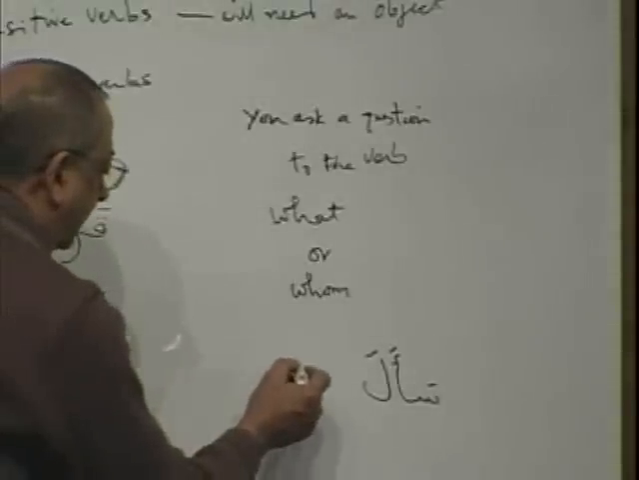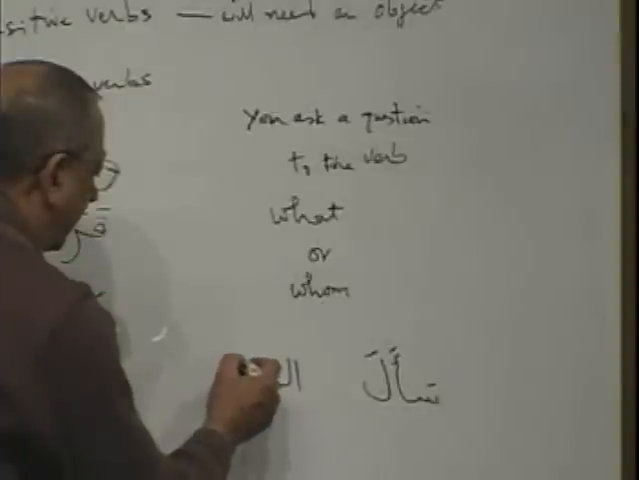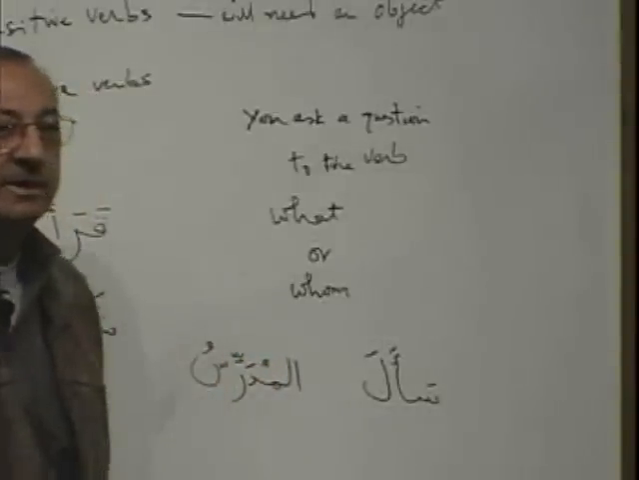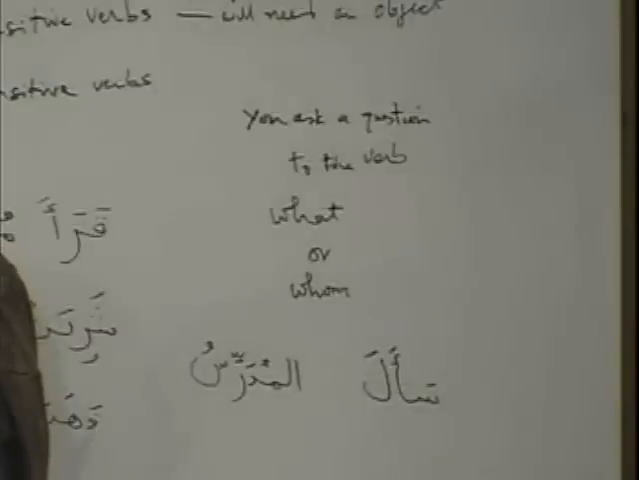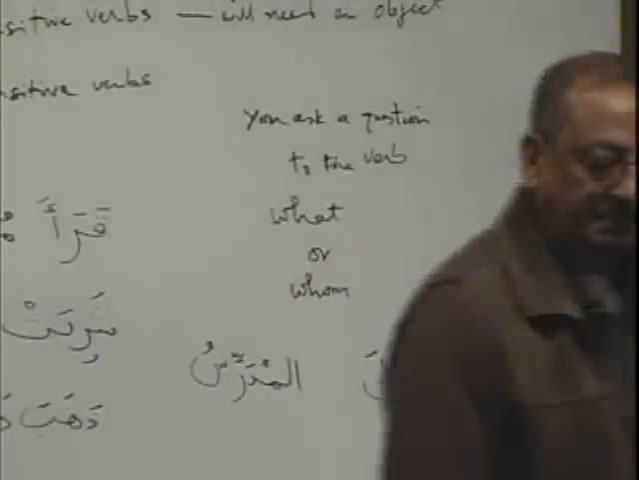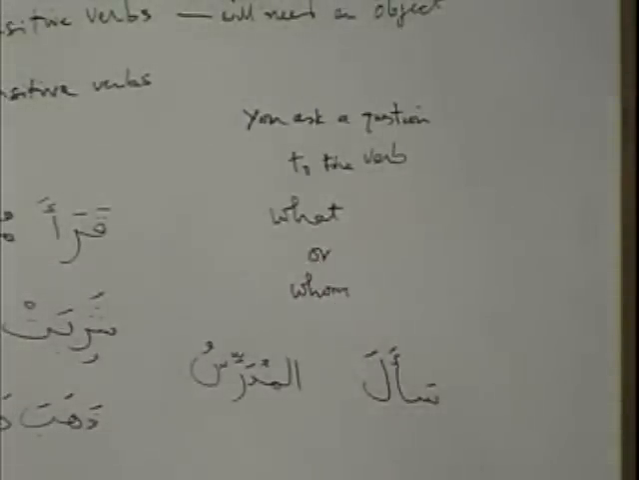Sa'ala al-mudarrisu. What is it? Sa'ala al-mudarrisu. Are you with me, brothers and sisters? Now, the teacher asked. Are you with me? The teacher asked. Can you ask this verb a question? What will you say? Asked what? Because in order to find out whether the verb is transitive or not, you have to say these things.